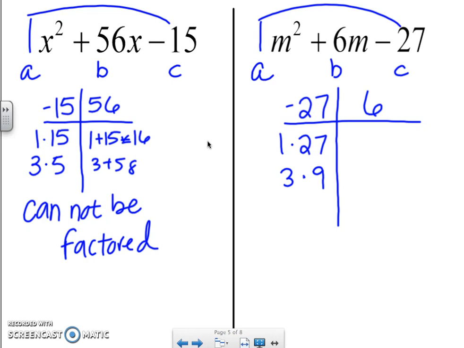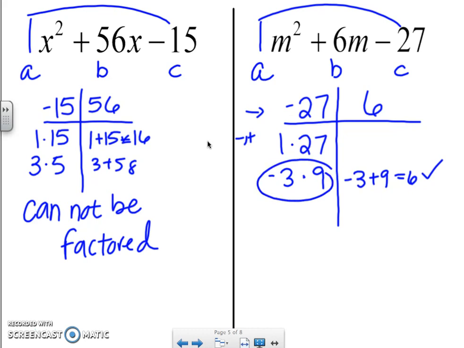Okay, so now I notice that this number is negative, so I need to make one of them negative, because I'm going to have a negative and a positive. So I need to get a positive 6, so let me try putting a negative 3 there. So negative 3 plus 9 is going to give me a 6, so that worked out. So negative 3 and a positive 9 are our answers.